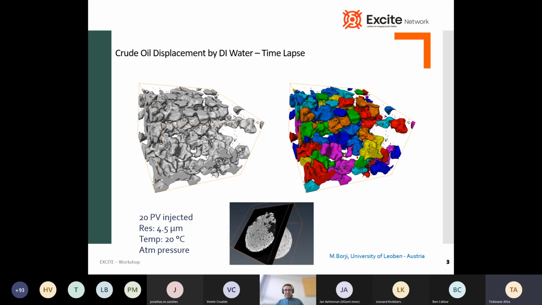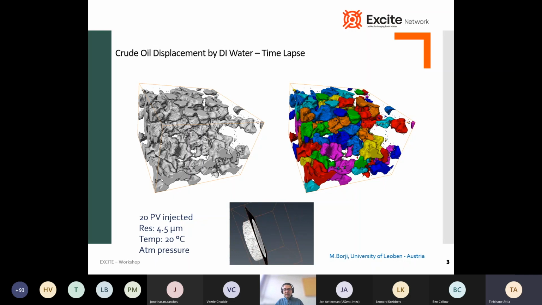Here you can see the horizontal reconstructed slices and the 3D rendered volume of this sample. So it was placed in a flow cell, and then we saturated it with the oil. So we pumped oil in it, and then the water was injected in the sample, and then we did these scans in different time steps after injecting a couple of pore volumes.